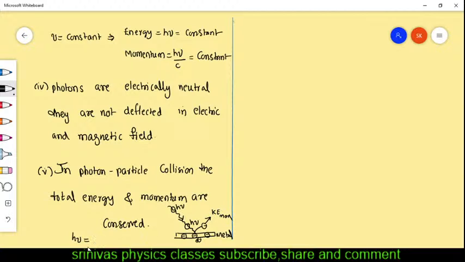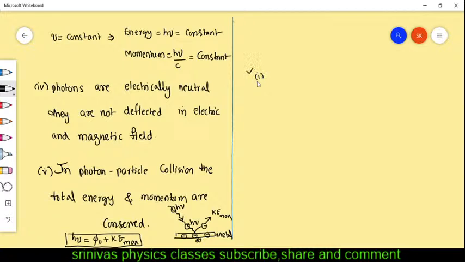That is only the Einstein equation. That is h nu is equal to phi naught plus T max. The incident energy is used in two ways: partly to come out from the metal surface, and the remaining energy is used as maximum kinetic energy. These are the summary of the photon picture of electromagnetic radiation, just simple properties, and I will revise them within a short period.